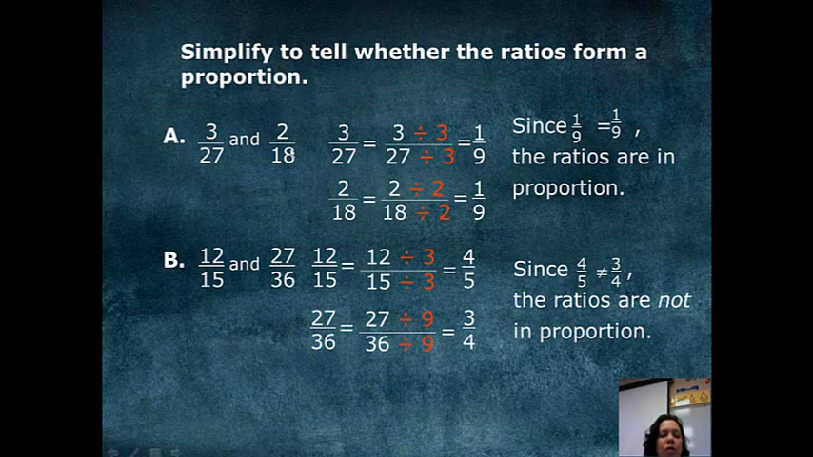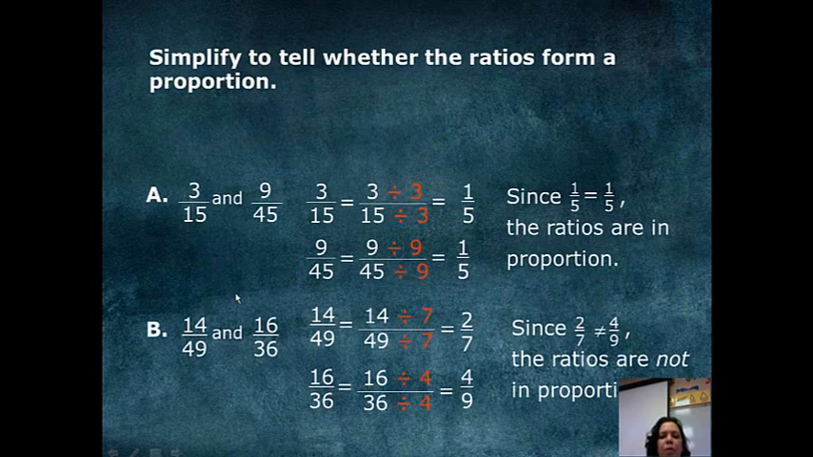Okay? We could do the same with 12 to 15 and 27 to 36. We divide 12 to 15 by 3, get 4 to 5, and 27 to 36, we divide by 9, and we get 3 to 4. Since these 2 are not the same ratio, these 2 are not proportional. They're not equivalent. They have to be the same. They have to reduce to simplest form to the same numbers.